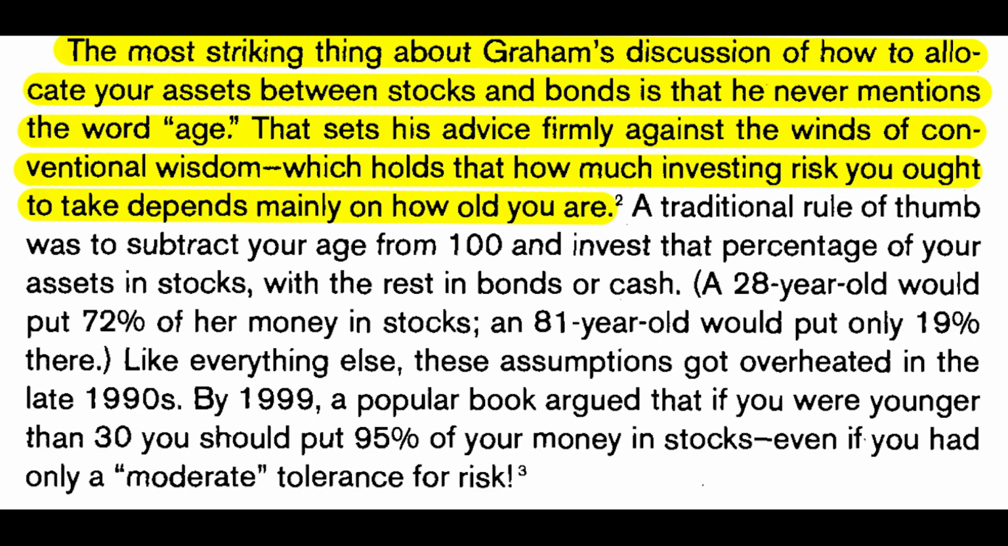The next important paragraph is on page 102. "The most striking thing about Graham's discussion of how to allocate your assets between stocks and bonds is that he never mentions the word age. That sets his advice firmly against the winds of conventional wisdom, which holds that how much investing risk you ought to take depends mainly on how old you are." Here Jason says that one of Ben's most striking ideas was how he believes investors should not consider their age when they are investing and considering risk. There's many different opinions here, and many different made-up strategies, but Graham doesn't seem to make any case that younger investors should take on more risk.